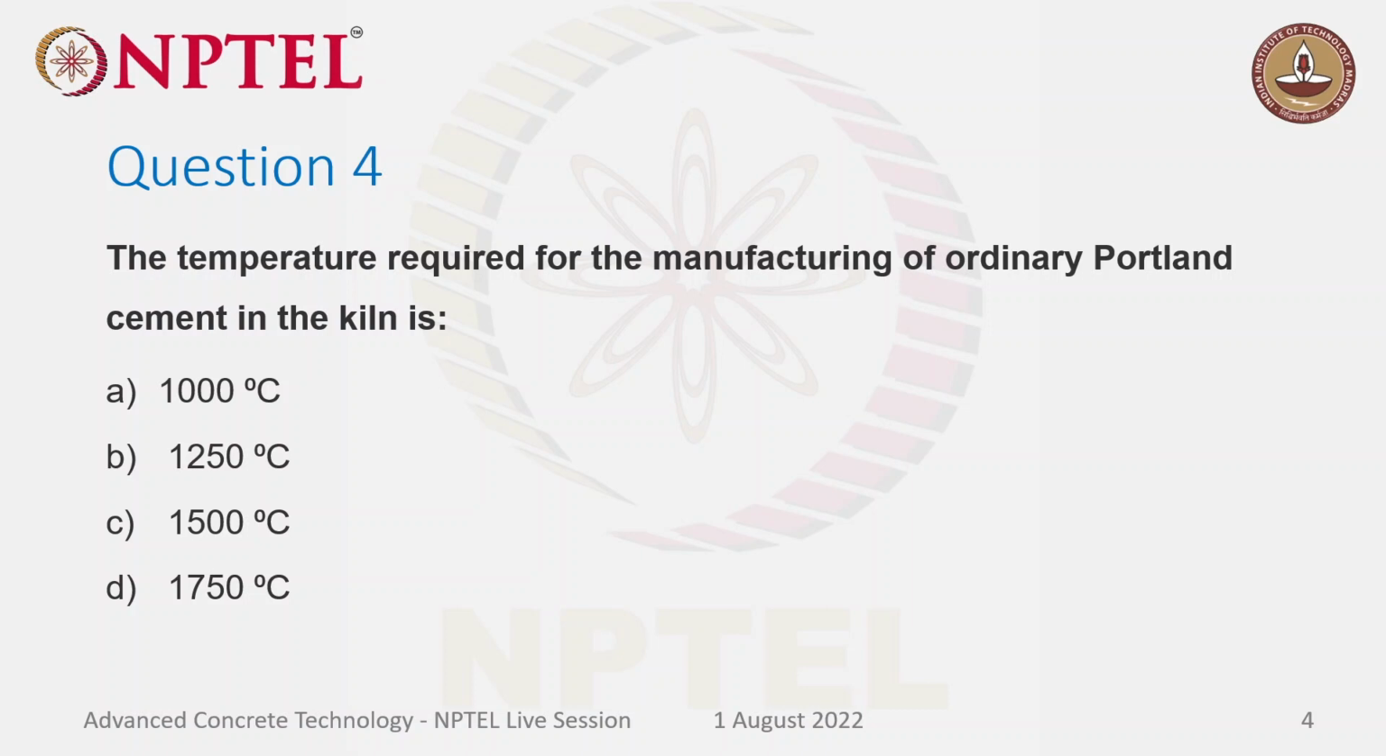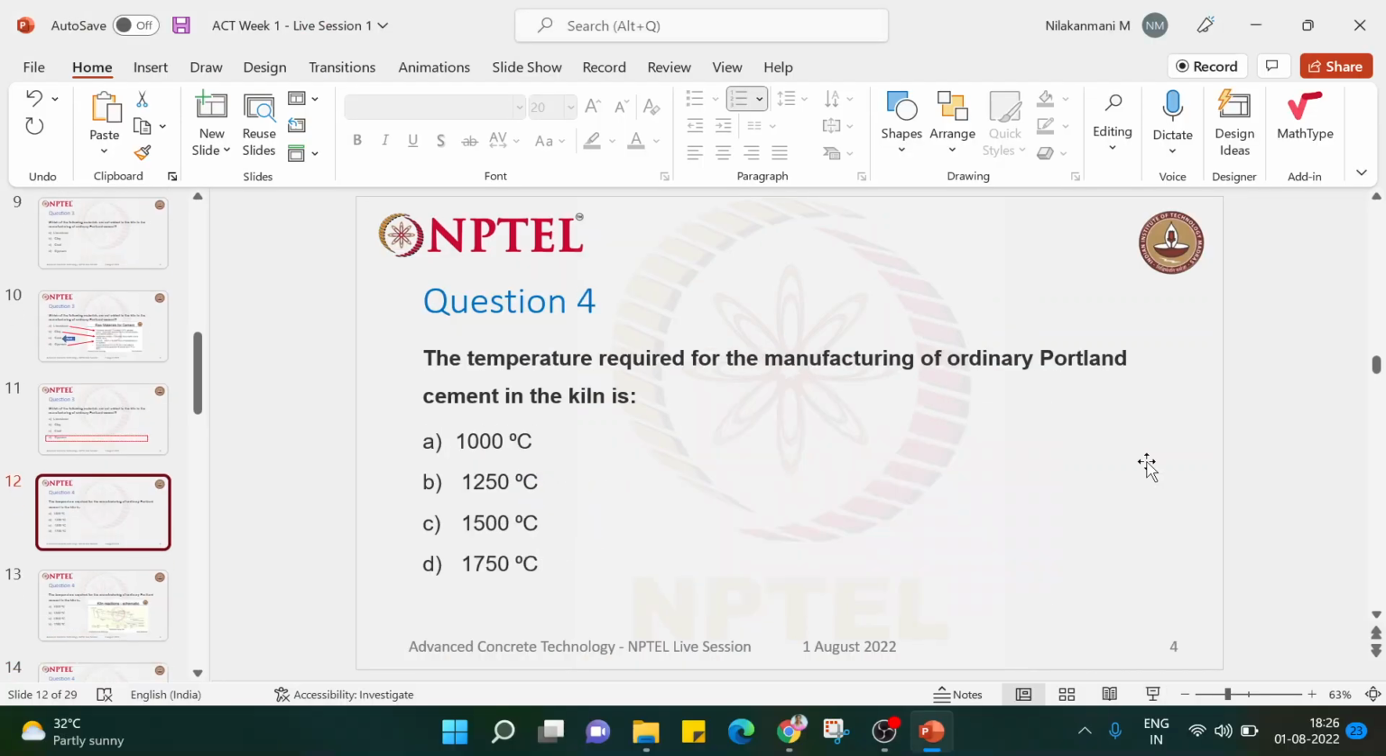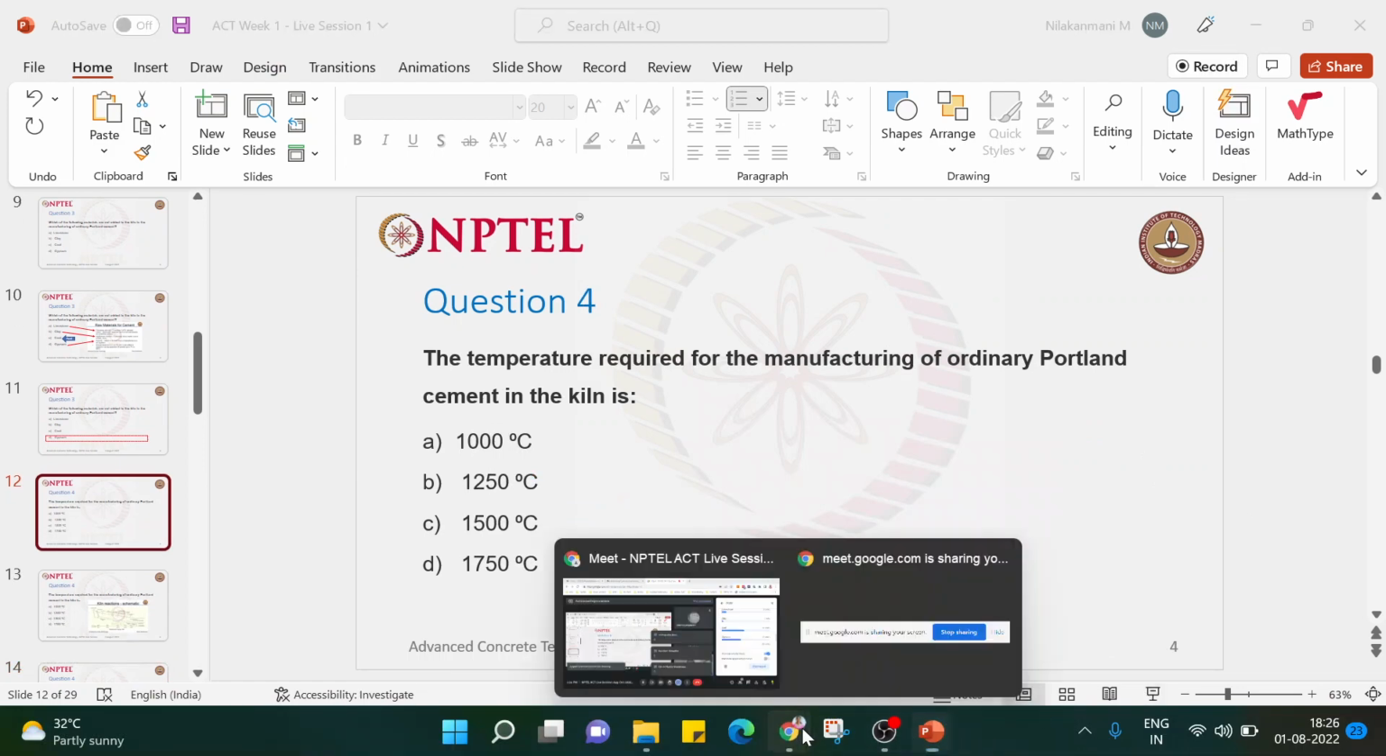There are 4 options. Let me launch the question in polls. Please be patient. Option A is 1000 degrees Celsius. Option B is 1250 degrees Celsius. Option C is 1500 degrees Celsius. Option D is 1750 degrees Celsius. You can give your answer in polls.